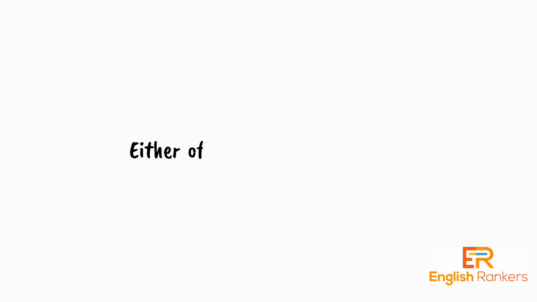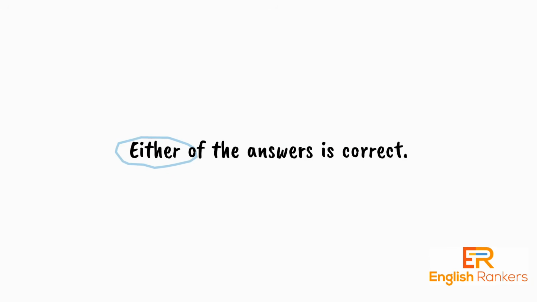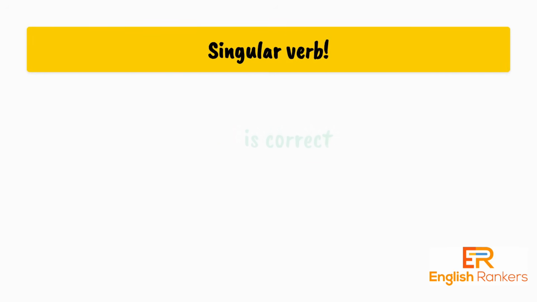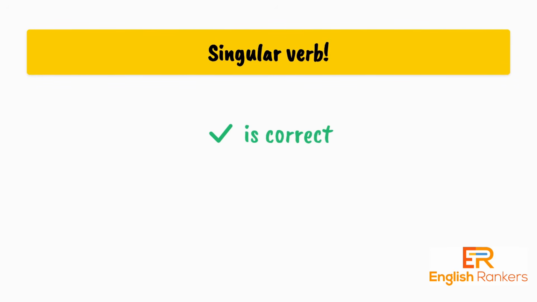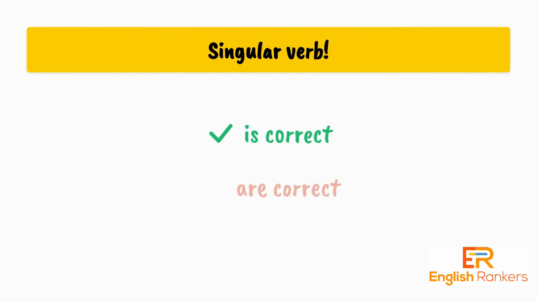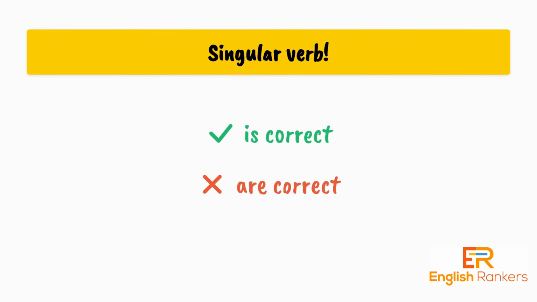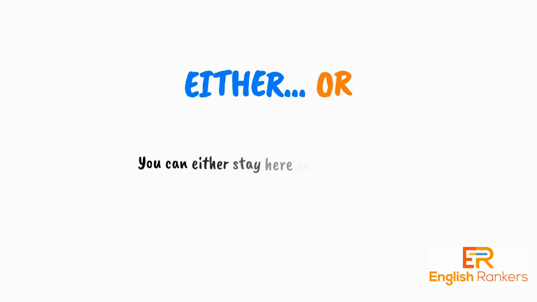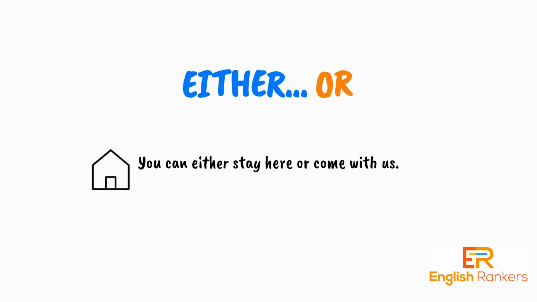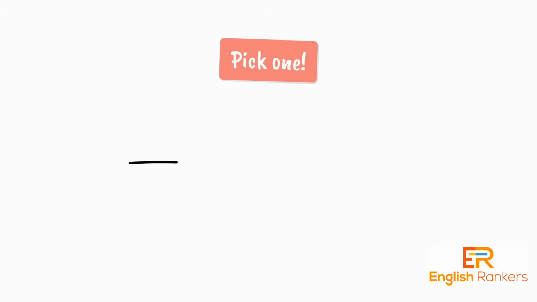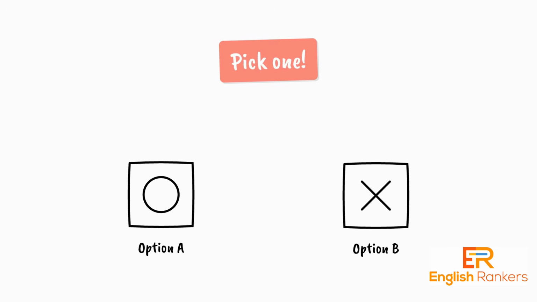You can also use either of with a plural noun. Either of the answers is correct. And notice, the verb is still singular. Is correct, not are correct. Golden rule. When you pair either with or, you are offering two choices. You can either stay here or come with us. Two options. Pick one. That is the essence of either or.